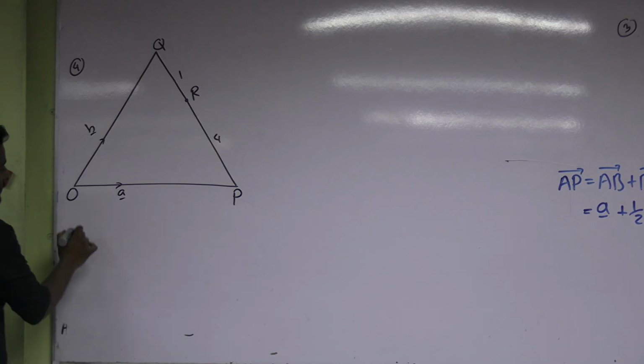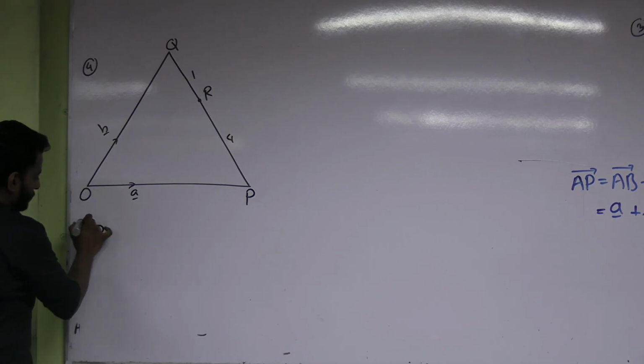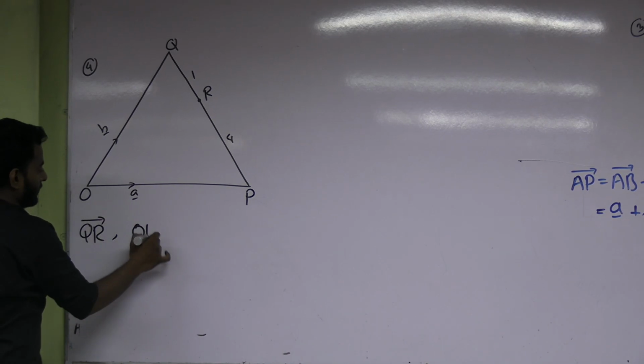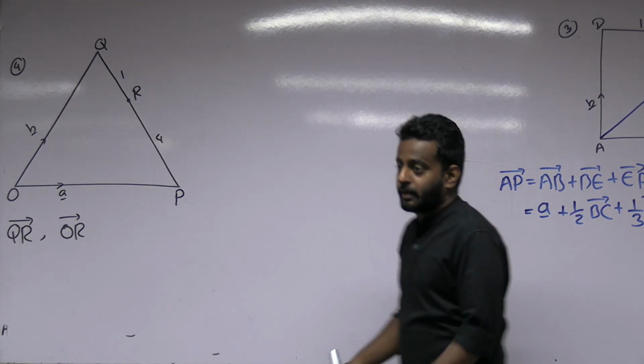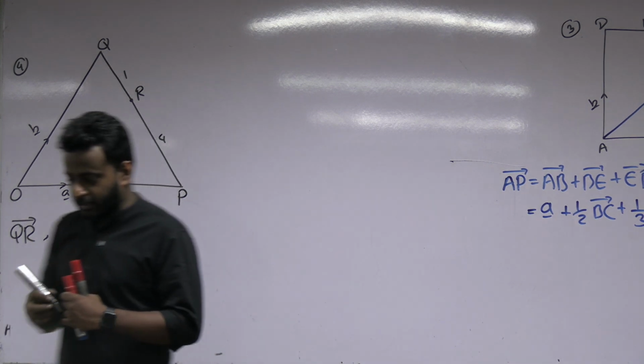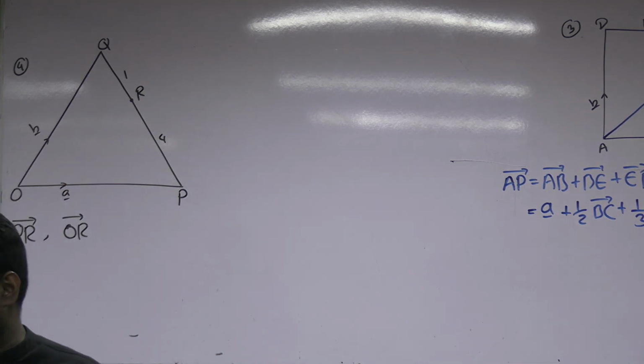Initially you are supposed to find QR, and then OR. Right, we'll start from this one. Find QR and OR. Leave question 3 aside. We'll move on with question 4.